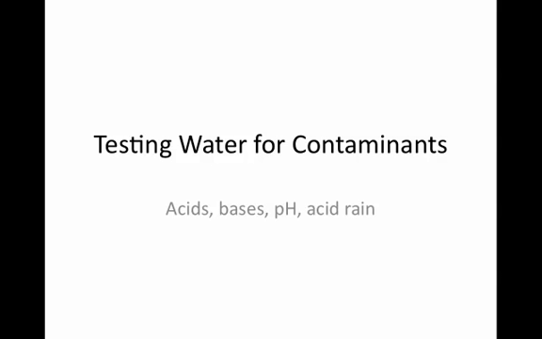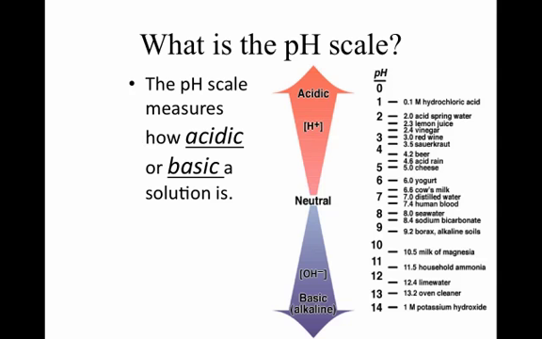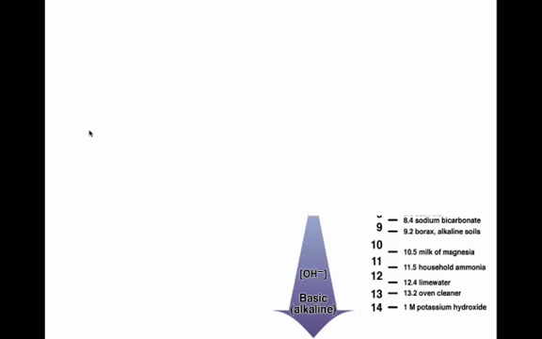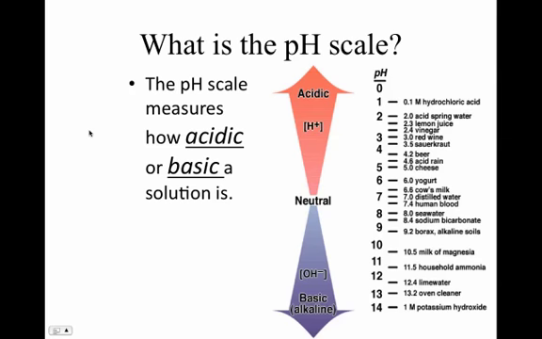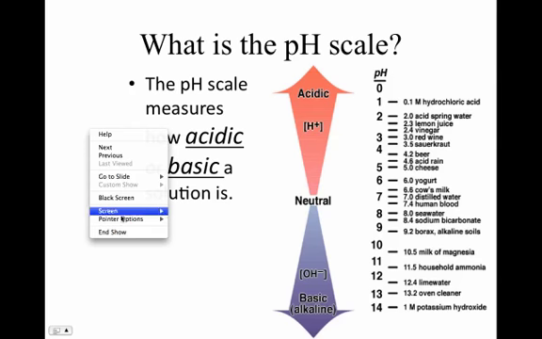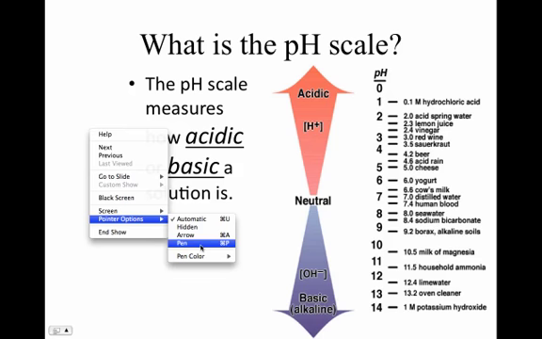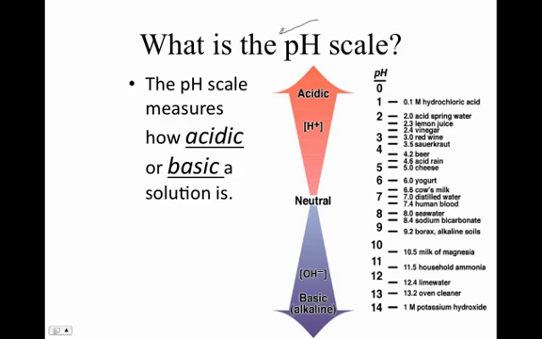Hi there, let's deal with our last section or topic before our quiz, and that is looking at one way we test water for contaminants. And that is through the understanding of acids, bases, pH, etc. We use something called the pH scale, which actually stands for the percentage of hydrogen. And again, pH stands for the percentage of hydrogen in a solution.